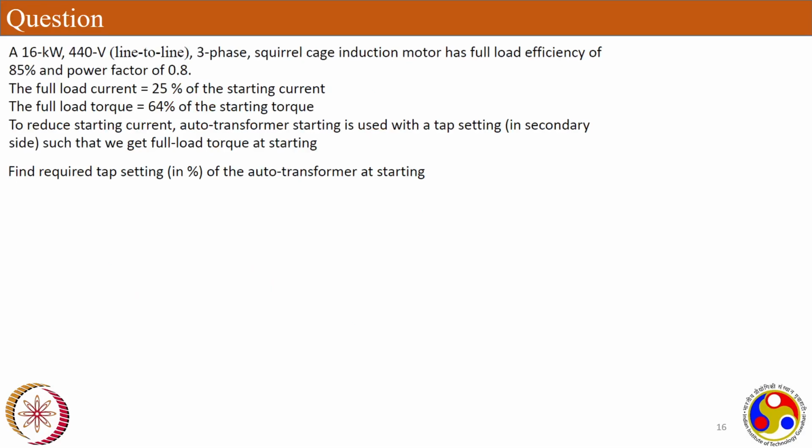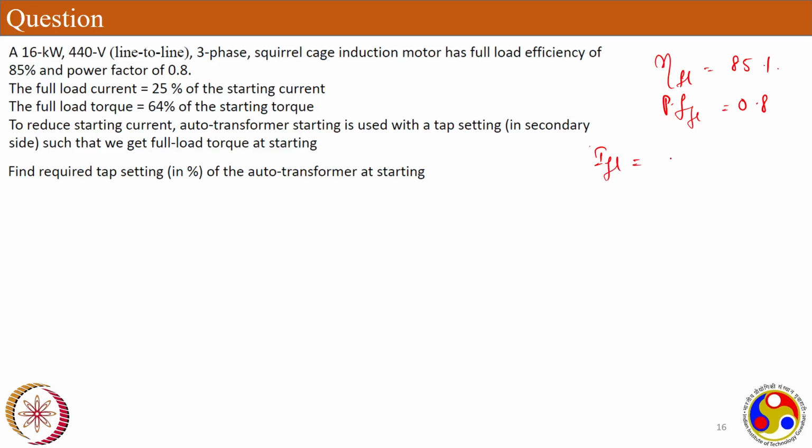So this is a different question with different data. We were given a 16 kilowatt, 440 volt line to line, 3-phase squirrel cage induction motor. It has a full load efficiency of 85%, and the full load power factor is equal to 0.8, and the full load current is equal to 25% of the starting current.